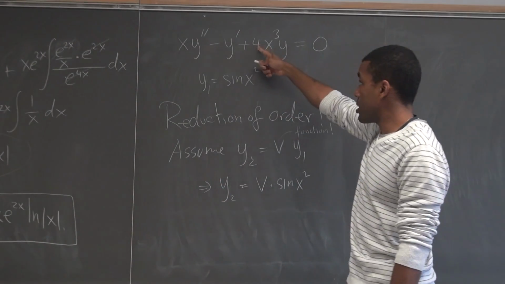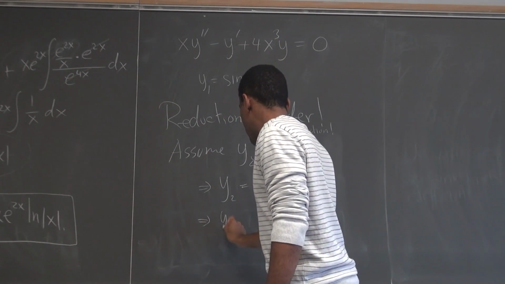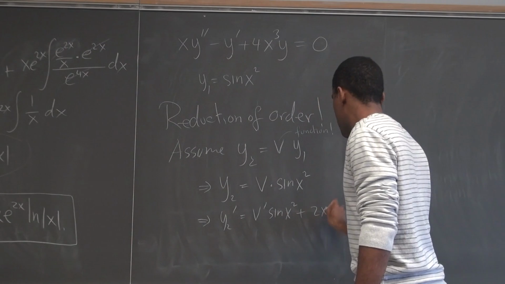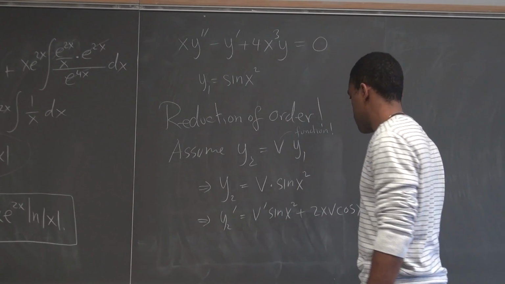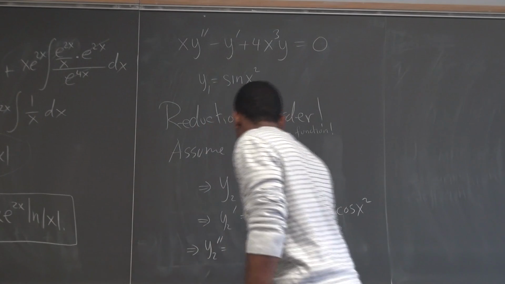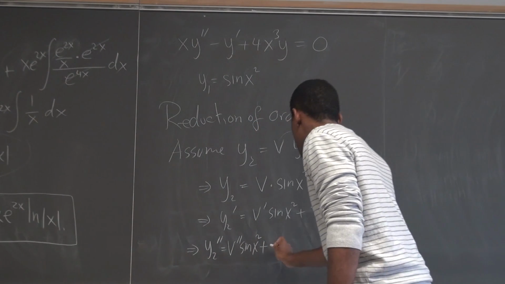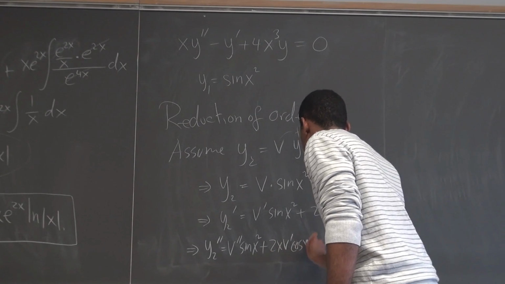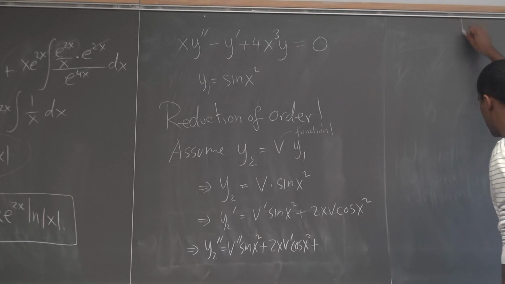And so now we're going to want to plug it back into this differential equation and figure out what that v is. And so we have to find y2 prime, which is just v prime times sine x squared plus 2x v cosine x squared. And then we have to find y2 double prime, which is v double prime sine x squared plus 2x v prime cosine x squared plus, this one's going to be nasty.